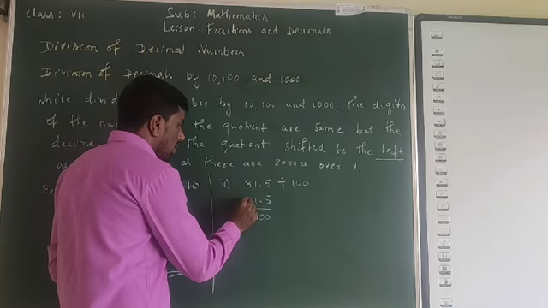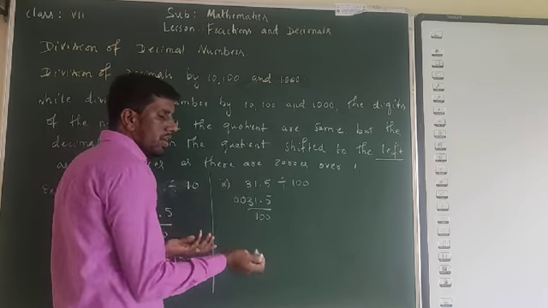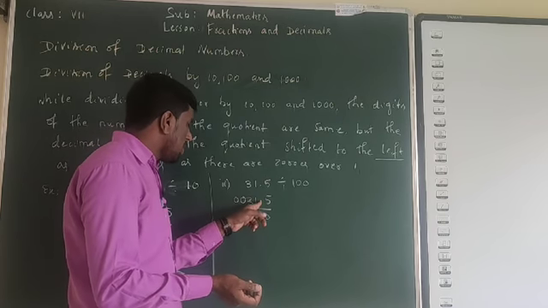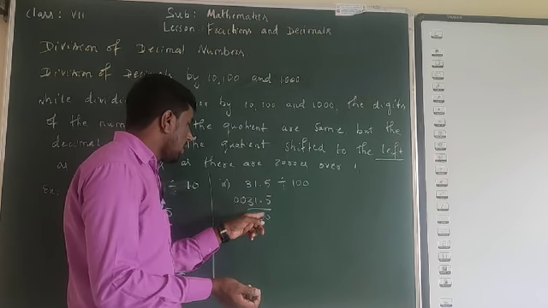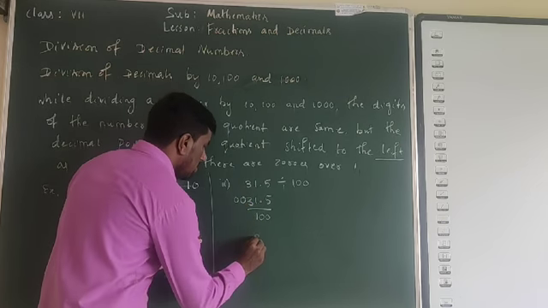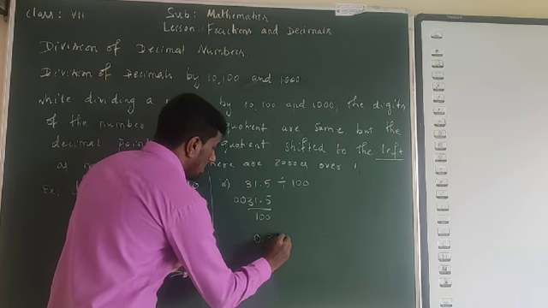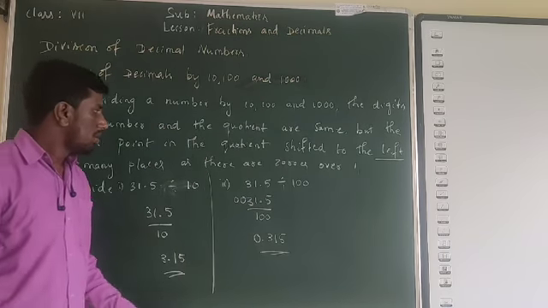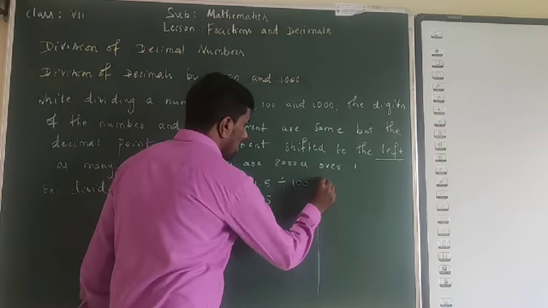So 1, 2. Before the number we can write zeros. How many zeros can we write? Initially it was 031.5. Since I have 2 zeros, it has to shift 2 places: 1, 2. That means 0.315. Correct? Similarly, we will do it for 1000.